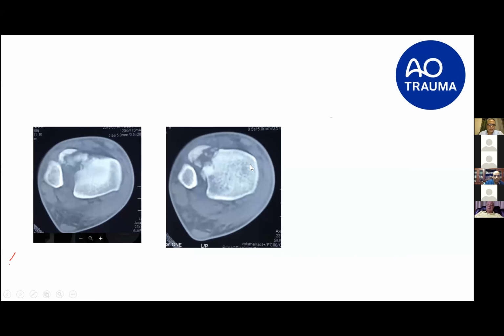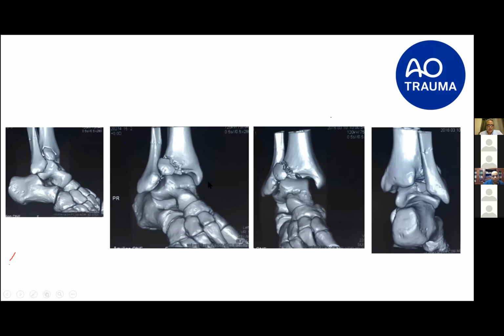The axial cuts, as you can see, this is the plafond. You can see this amount of comminution. You can see the fibula has moved a bit anteriorly with the syndesmosis open. So definitely there is a syndesmotic injury in here with this severe comminution in the CT.